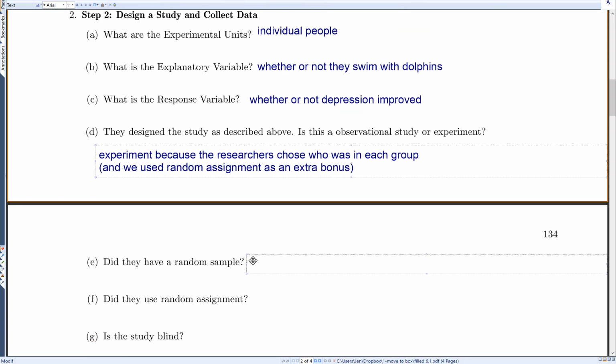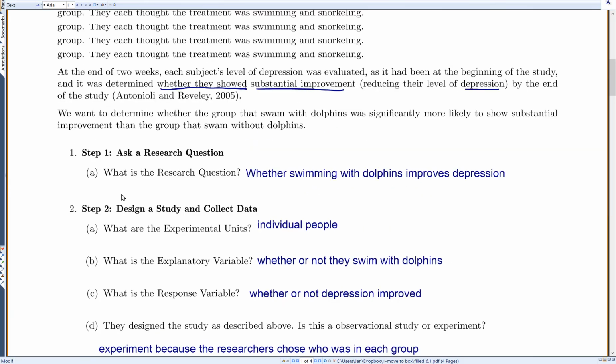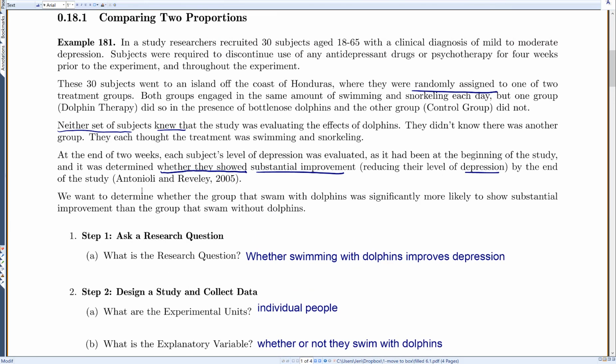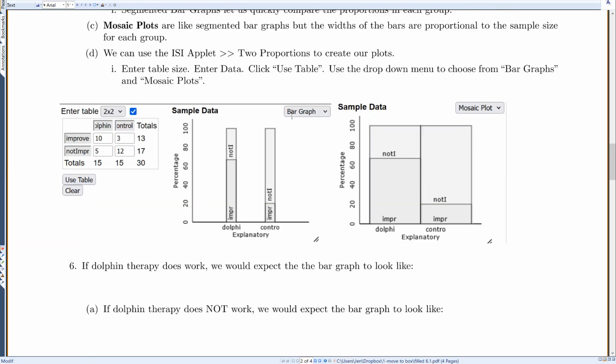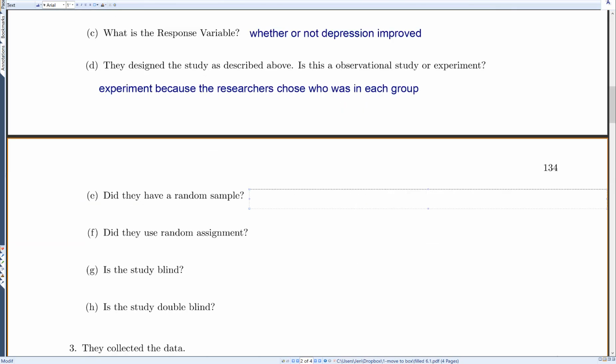Oh, sometimes I forget what questions I asked, even though I read through this right before I did it. Okay, did they have a random sample? So go back up and look. Did it ever say that they found a random sample? Okay. I don't think it says anything about a random sample. It just says they recruited 30 subjects. Okay. It doesn't sound like it was a random sample. So I'm going to guess that no, they didn't have a random sample.